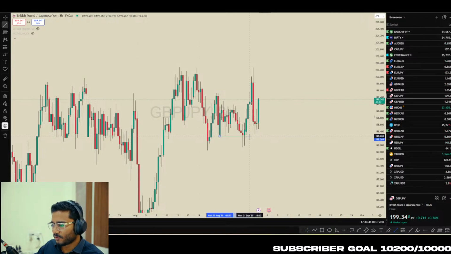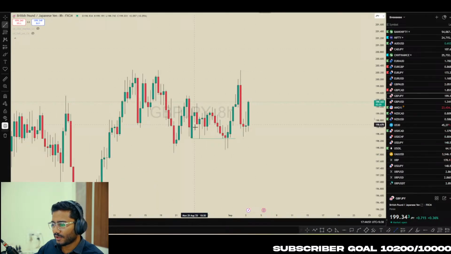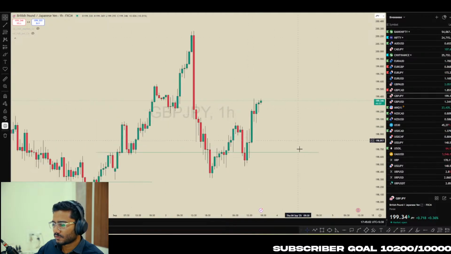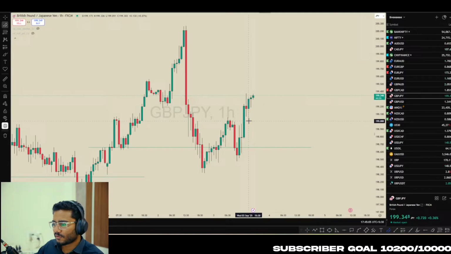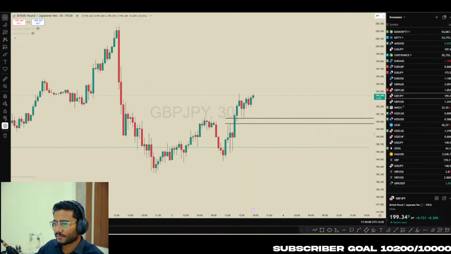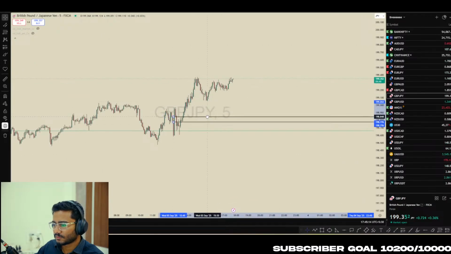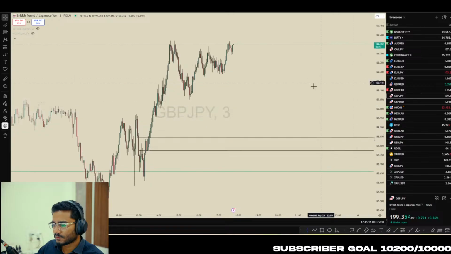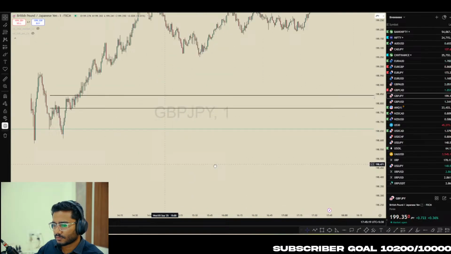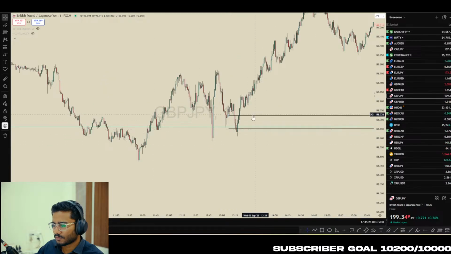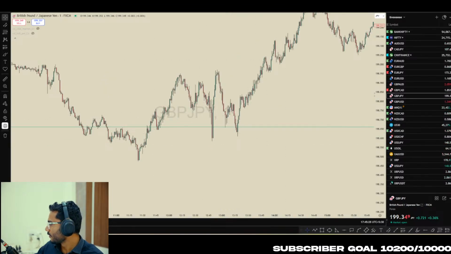price has swept the liquidity from these lows. We have these equal highs. Price has reacted from this area. We also have this FVG, which is going to the upside, and this candle which took out the previous high. So there is this 1 hour imbalance in the price. 30 minutes, 5 minutes. So everything over here has been mitigated.